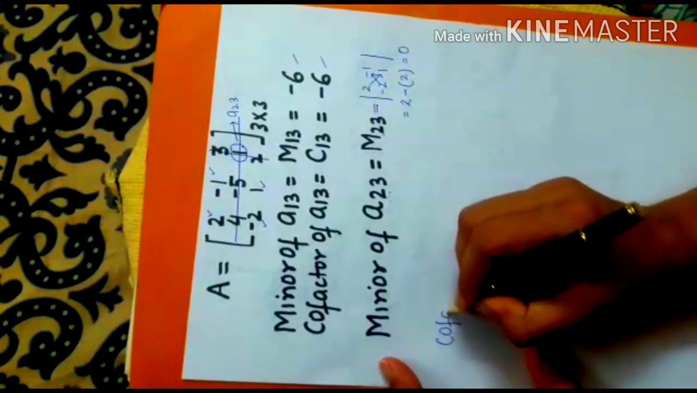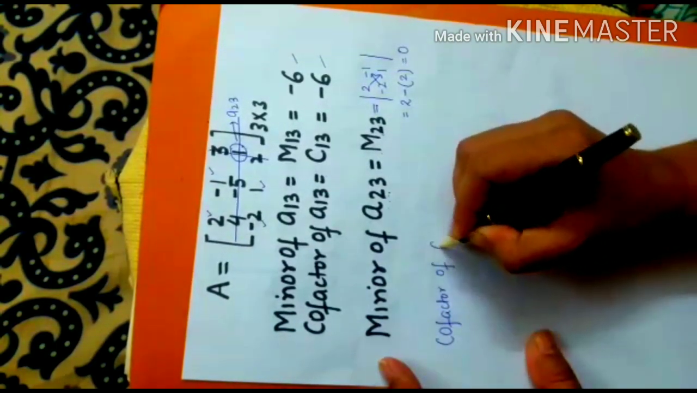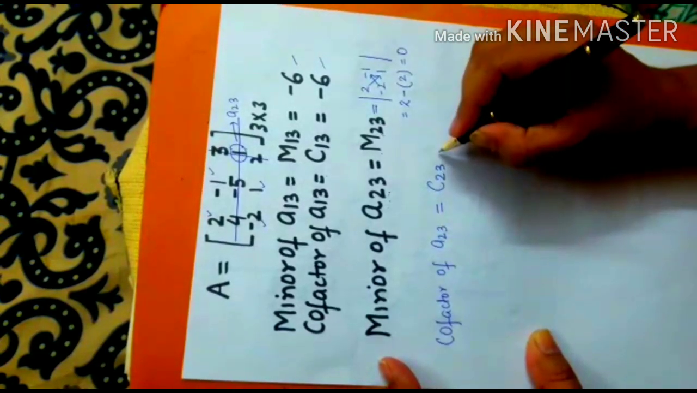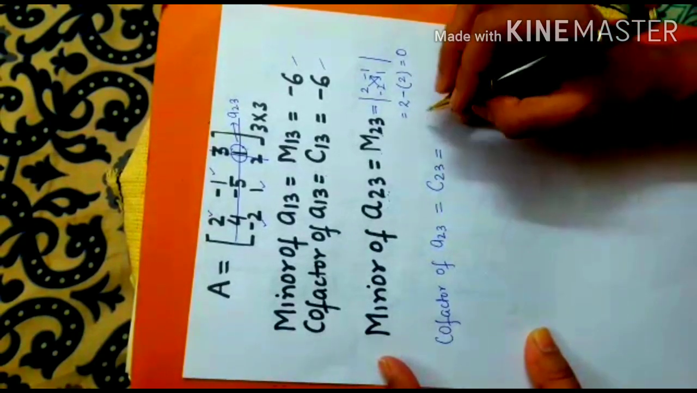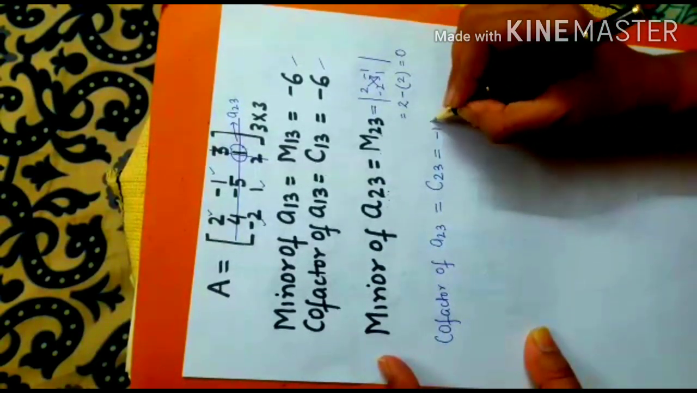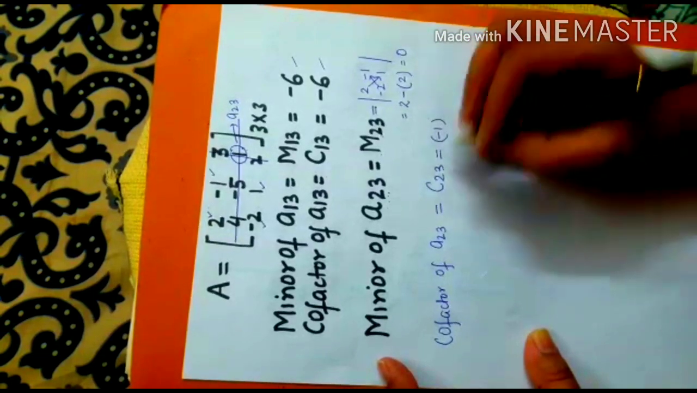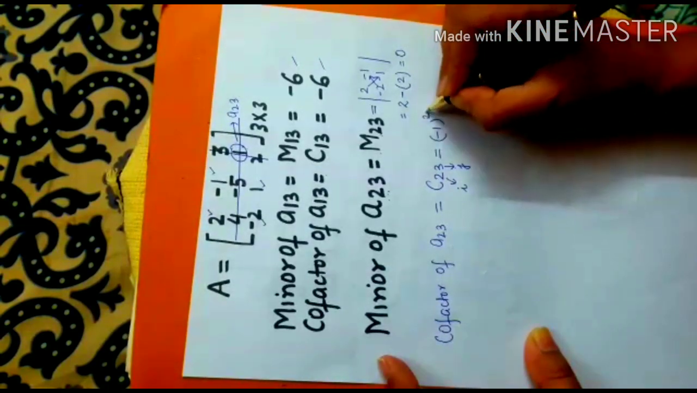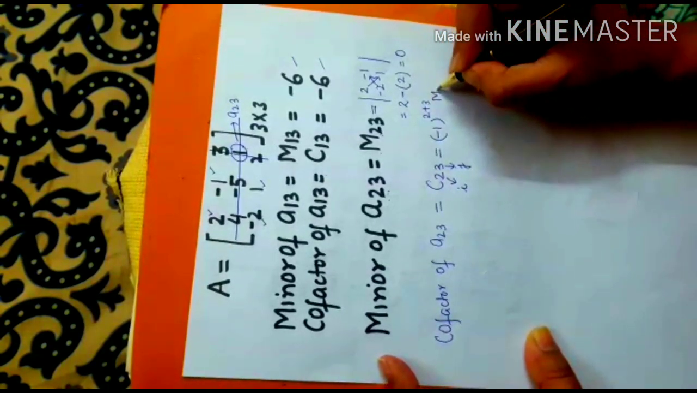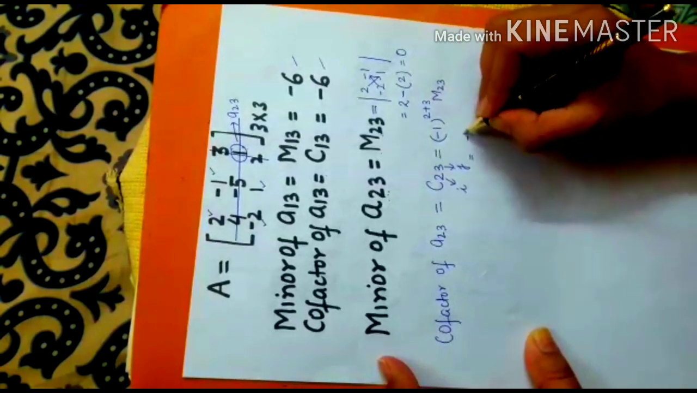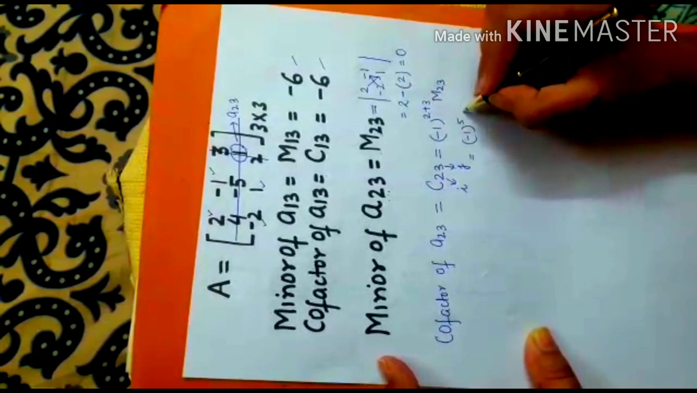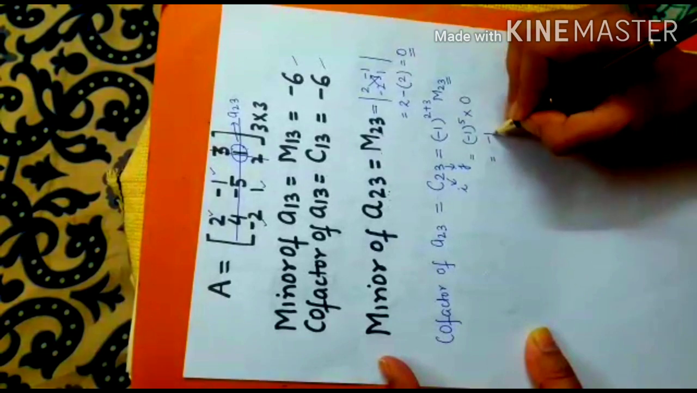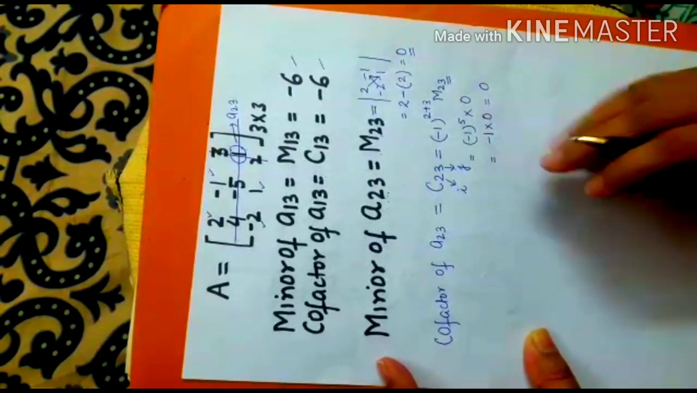Now the cofactor of A23 will be denoted by C23, and by definition it is -1 raised to the power i plus j. Here i is 2 and j is 3, so it's 2 plus 3 into M23. So it's -1 raised to the power 5 into 0. M23 is 0, so it is -1 into 0, which is 0.